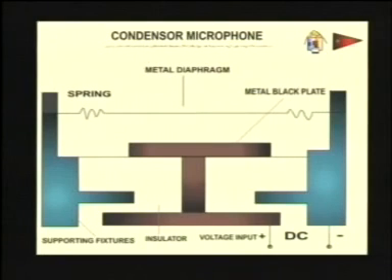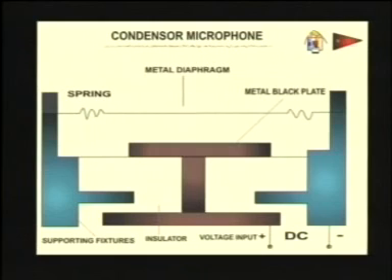The condenser microphone requires a very high DC voltage. This DC voltage is given from an external source as a voltage input. Supporting fixtures. The whole condenser microphone is built in a metal case, which can be called the supporting fixtures, and this protects the metal diaphragm as well as the inner parts of the microphone. Insulator. This insulator allows the current movement whenever there is a change, meaning it is acting as a dielectric. When the metal diaphragm is moving up and down, because of the insulator, the two metal plates will not make any contact.